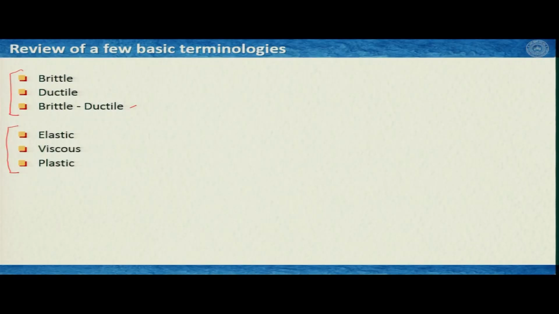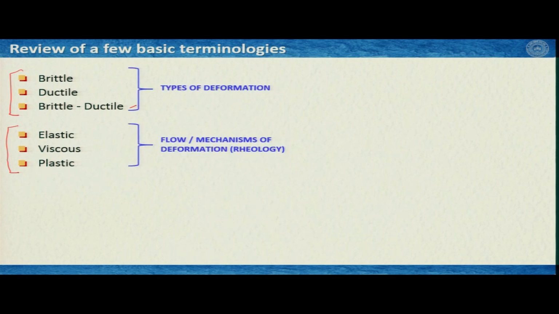On the other hand, elastic, viscous and plastic are rheological terms. So, we can summarize it this way: brittle, ductile and brittle ductile are types of deformation, and elastic, viscous and plastic are some sort of flow or mechanisms of deformation, or in other words, rheology. We have also learned that brittle, ductile and elastic, plastic, viscous apparently do not have any relationship.